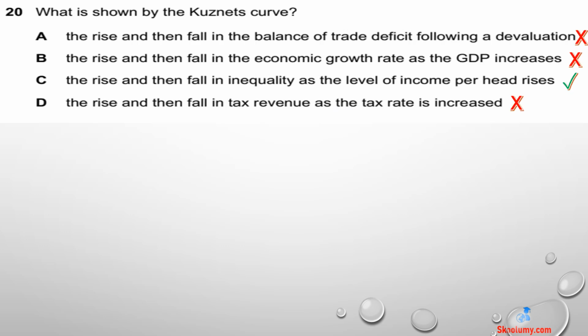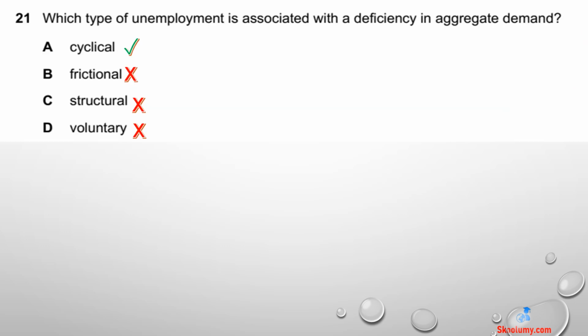Question 20. What is shown by the Kuznets curve? The correct answer is C, the rise and then fall in inequality as the level of income per head rises. The Kuznets curve plots inequality against income per head or GDP per capita. Question 21. Which type of unemployment is associated with a deficiency in aggregate demand? Option A is the correct answer.